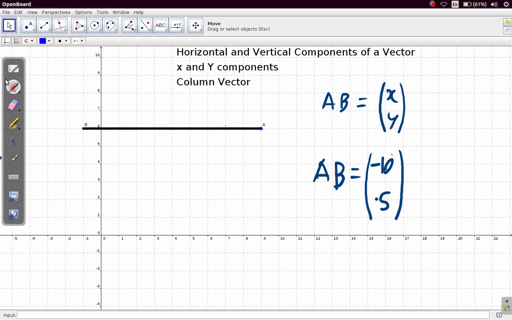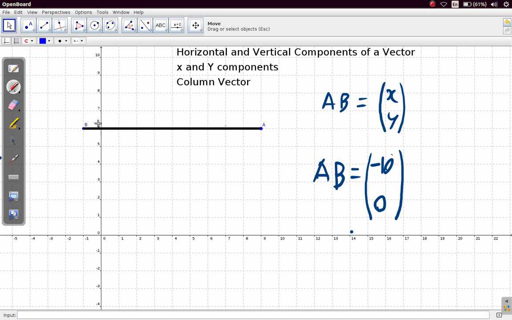What about the y component, the vertical component? Well, there was no up nor down movement as you move along the vector. You did not rise, you did not fall. So the vertical component is 0. You see that? It is 0.